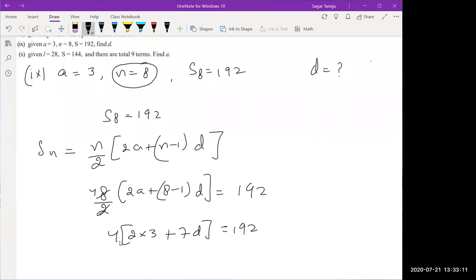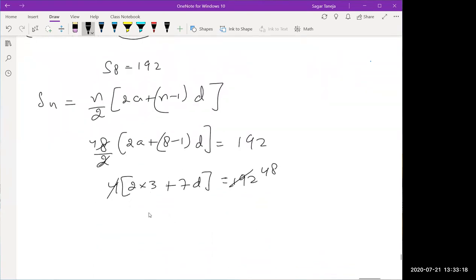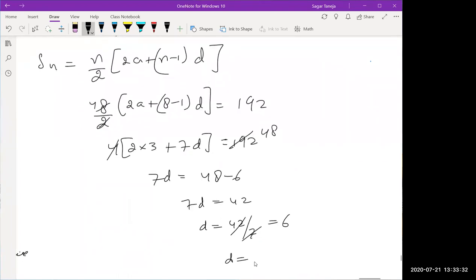This is one of the easiest parts. With 4 we can cut this, 48. Then 2 3 is 6, and 6 can get subtracted to that side. So 7d is equal to 42, and d is equal to 42 by 7, which is equal to 6. So d is 6. This is our required answer.